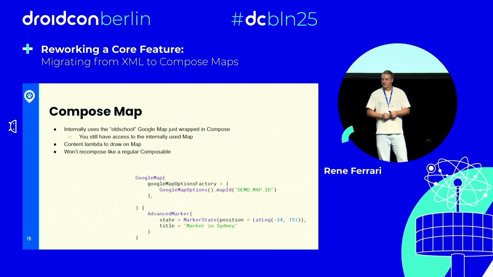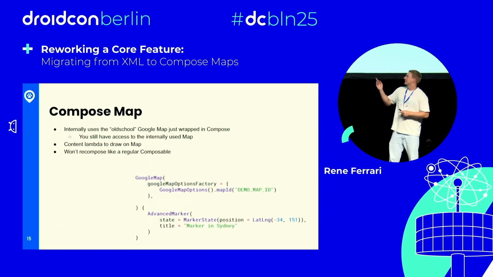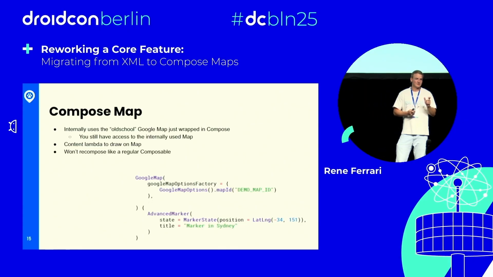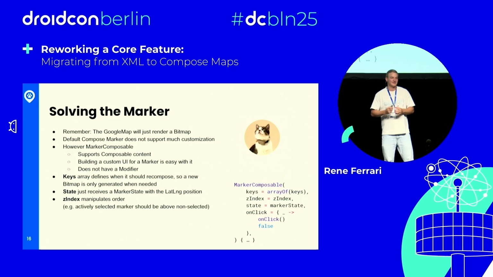And with the Google map, you get this content lambda. You can see here the advanced marker, which is inside this content lambda, and this allows you to basically use Compose on Google Map. But the flip side is this content lambda is not like a regular composable content lambda you usually face. It's a special one. It's called, I think, annotated with Google Map composable. So it does not recompose like a regular composable, but rather uses keys, which I get into now exactly.